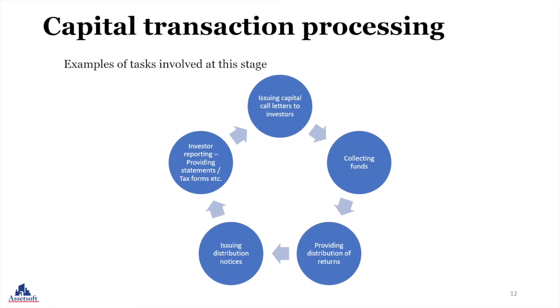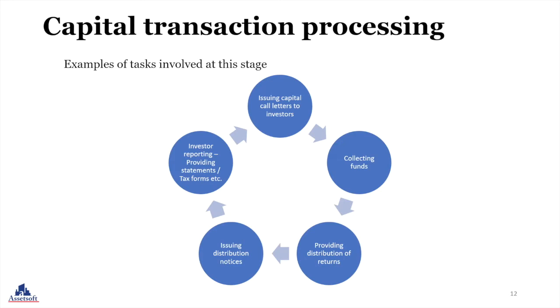The examples of various tasks involved in the capital transaction processing are summarized in this slide. Typically, the fund will raise the capital call on investors when required and collect the investments from them. A capital call letter is issued to the investors, explaining the amount and the purpose of the money required. The money is then transferred in the downward stream to the property.